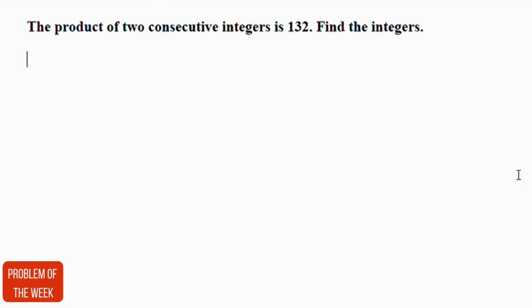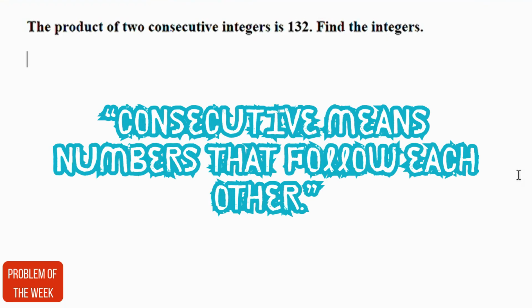Step 1, it says the product of two consecutive integers. Now, when we say consecutive integers, it means numbers that follow each other.